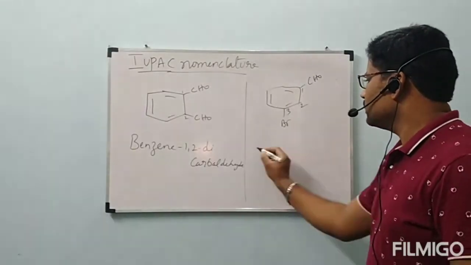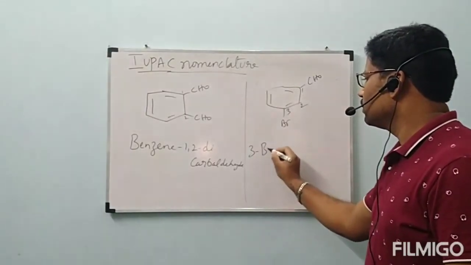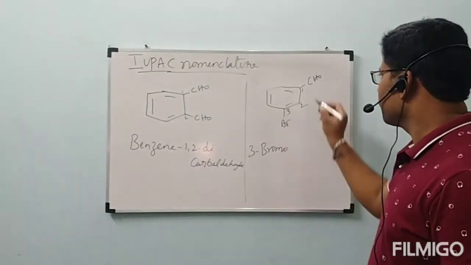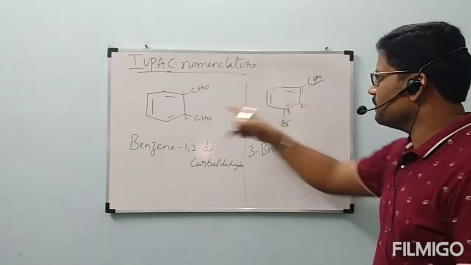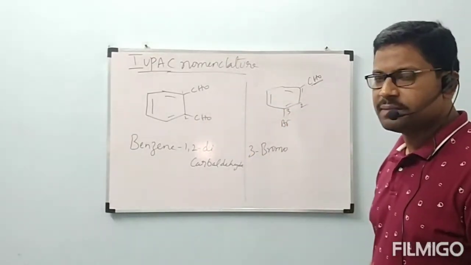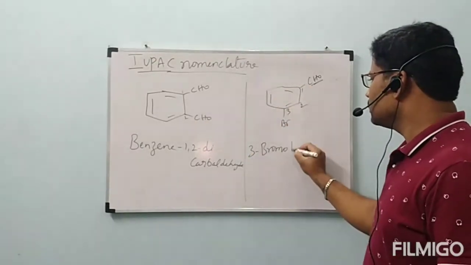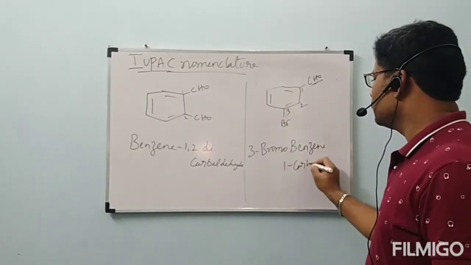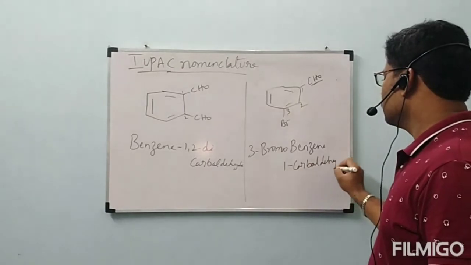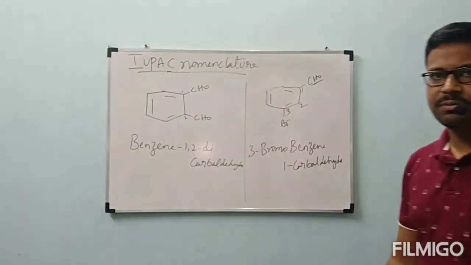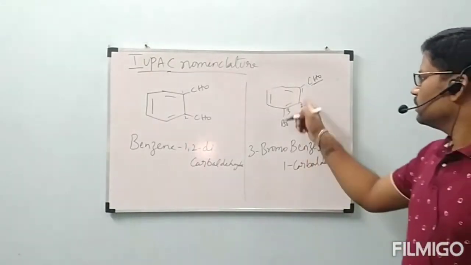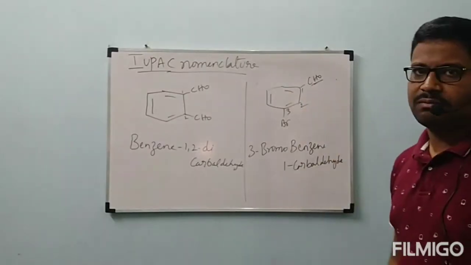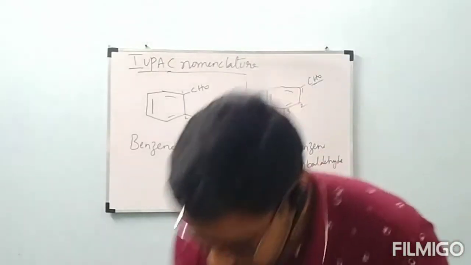We have first thing 3-bromo. On third position, bromine is there. On first position, carbaldehyde, same like this one. CHO is not included in parent chain. That's why 3-bromobenzene-1-carbaldehyde. On first position, carbaldehyde is there. So 3-bromobenzene-1-carbaldehyde. That is the name of this compound. Okay, next compound.